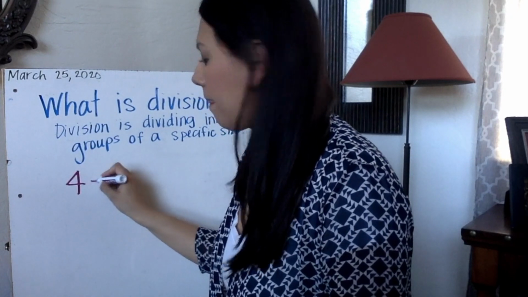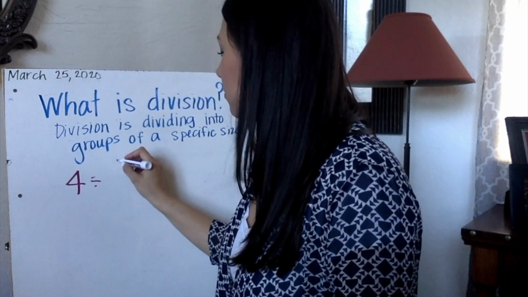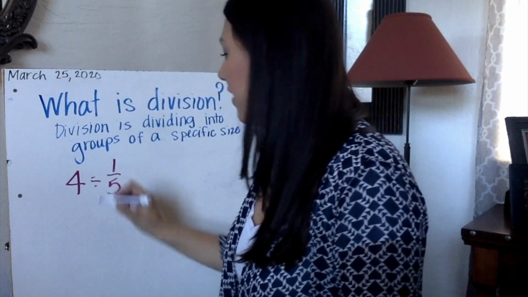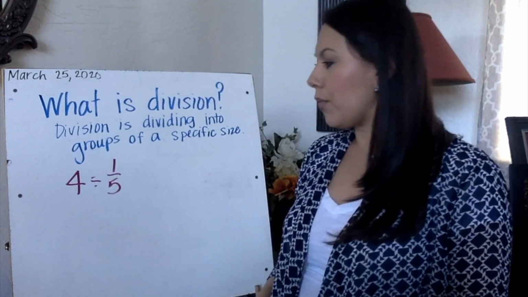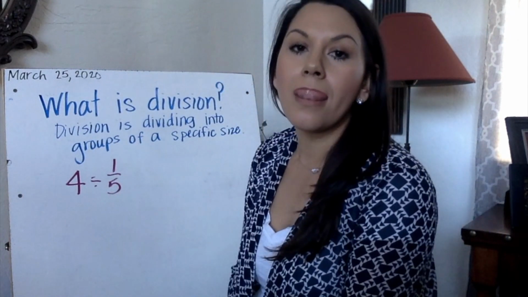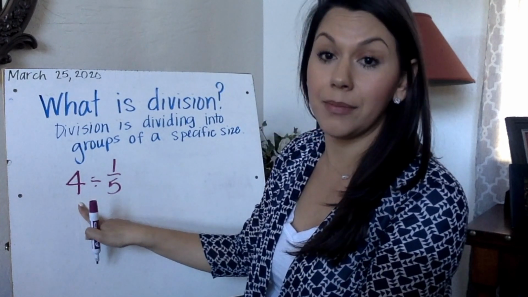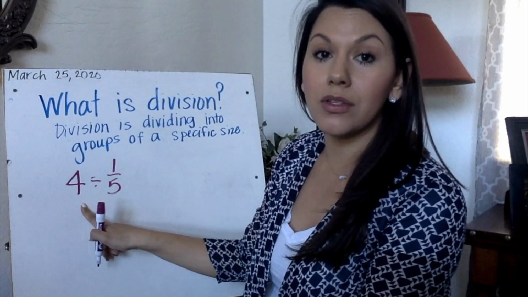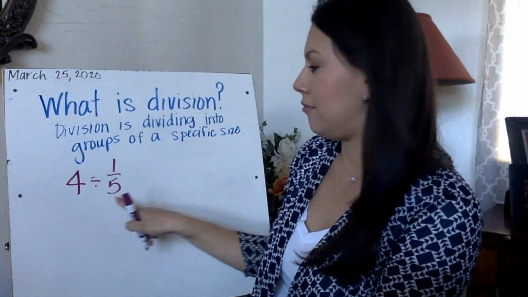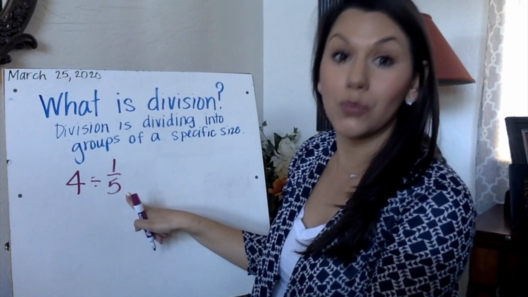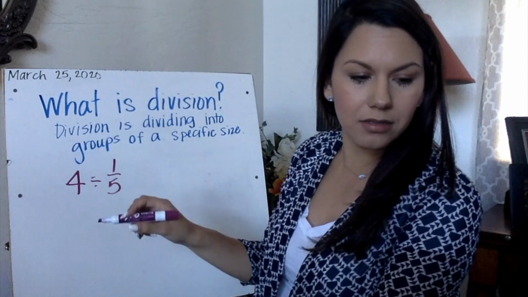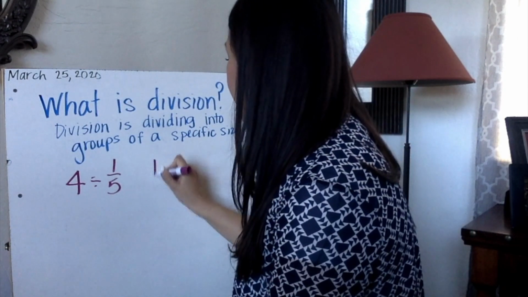4 divided by 1/5. Let's look at this, okay? This is a whole number. So I have 4 wholes, and I want to divide it into what? Into 1/5. So what that's going to look like is I guess I'll make 4 wholes.